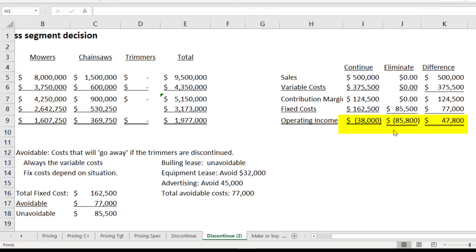Even though continuing brings us a negative $38,000, if we eliminate, it's going to bring us down by $85,800. What that means is that we do better by continuing with the trimmers by $47,800. Understanding cost behavior can help us from making a poor decision whether or not to eliminate a business segment.